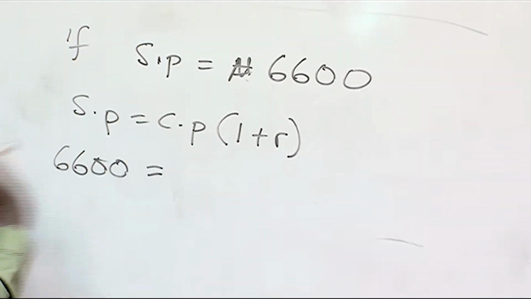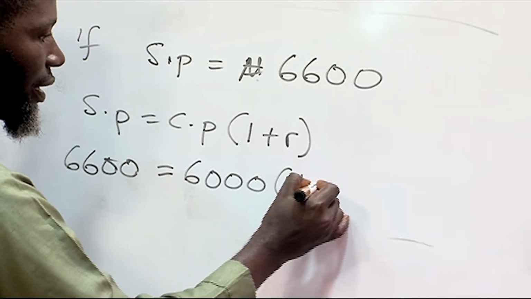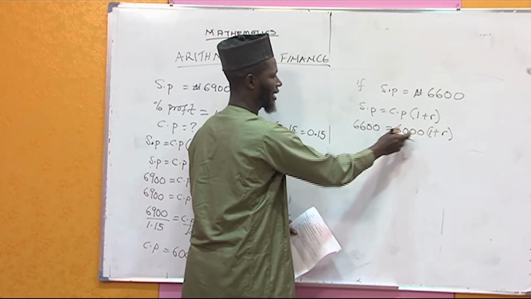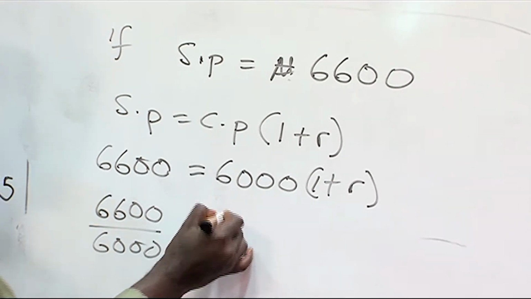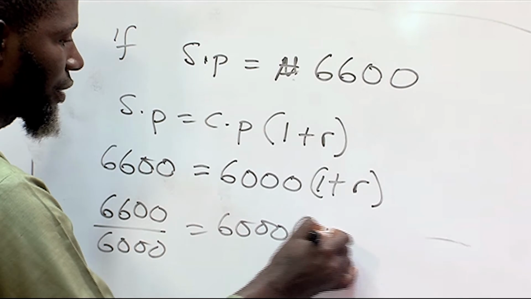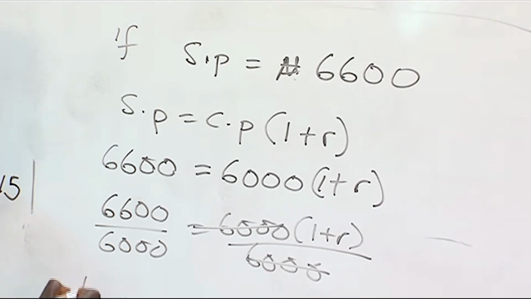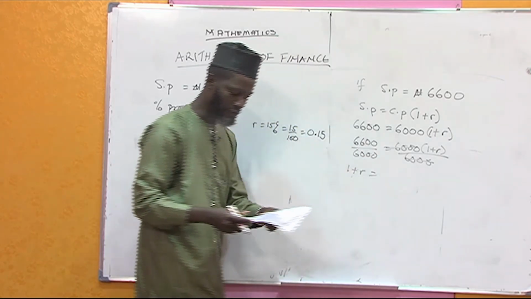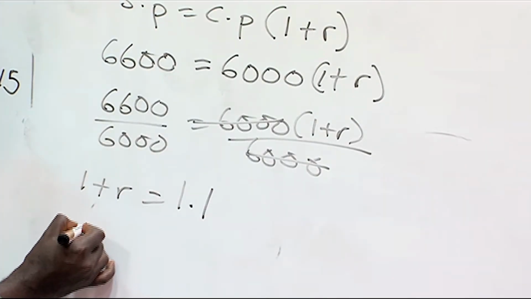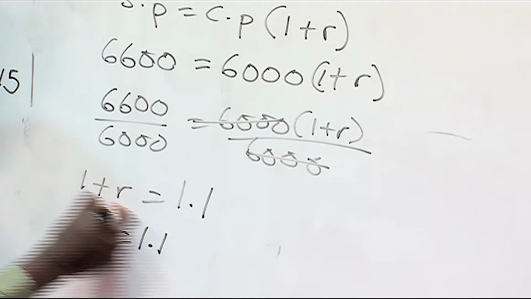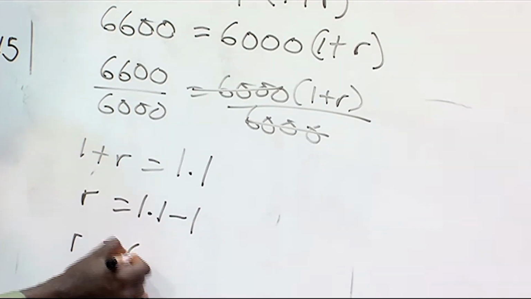6,600 is equal to cost price, which is 6,000, into bracket 1 plus R. So divide both sides by 6,000. We have 6,600 divided by 6,000 is equal to 6,000 into bracket 1 plus R divided by 6,000. So this one cancels this one. Now our 1 plus R is equal to, by using the calculator, 1.1. So subtract 1 from both sides, and R is equal to 0.1.